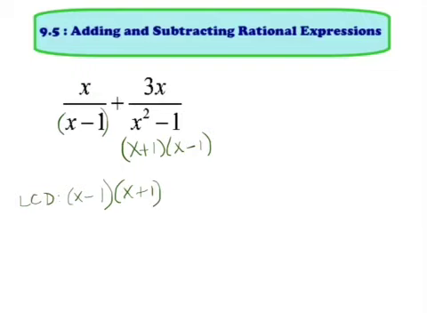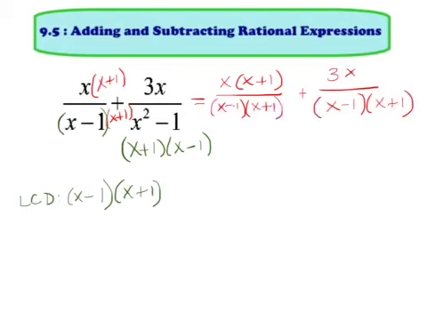Now it's time to go and multiply. The first denominator is missing an x plus 1, so I'm going to multiply by x plus 1. The second denominator is not missing anything, so I don't need to do anything to the second fraction. So now I'm going to rewrite it. X times x plus 1.